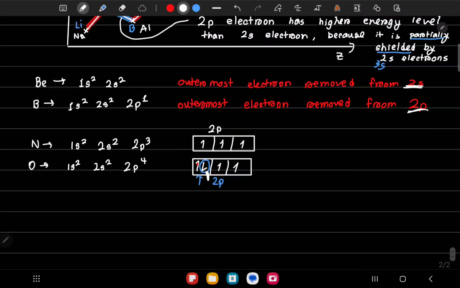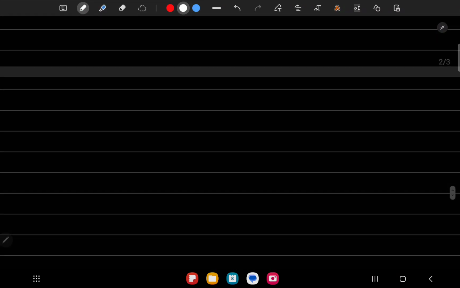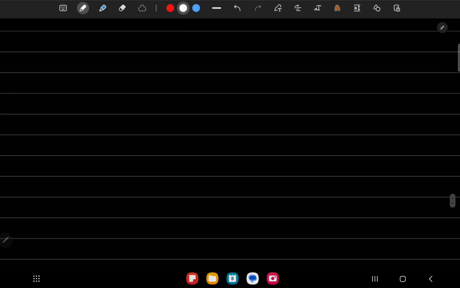Now we'll move on to the trends of successive ionization energies. So what do we define as successive ionization energy? It basically means that if we keep removing all the electrons of an atom one by one, where the element is in its gaseous form and we have 1 mole of it, then the ionization energies for each one together are known as the successive ionization energies.